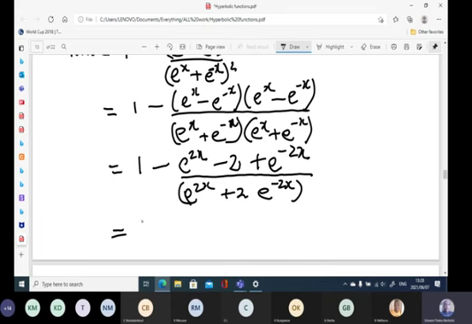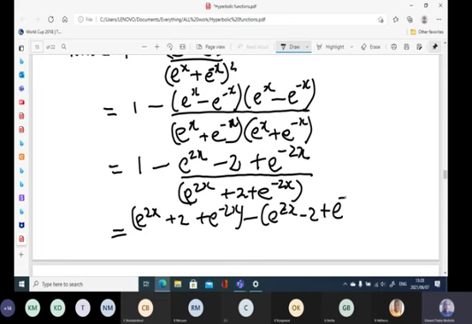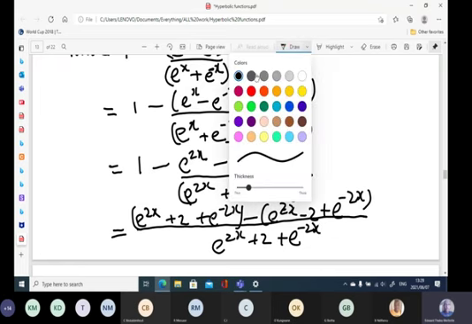So you have e to the power 2x plus 2, there's the plus here, plus e to the power minus 2x, minus e to the power 2x minus 2 plus e to the power minus 2x, all over e to the power 2x plus 2 plus e to the power minus 2x. So from here you can check the like terms and subtract.